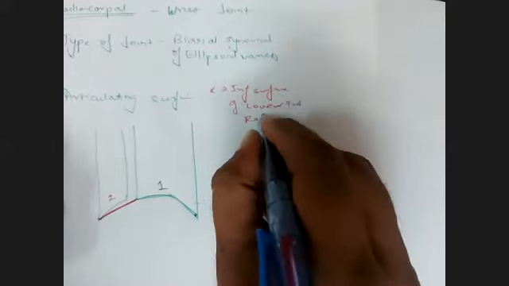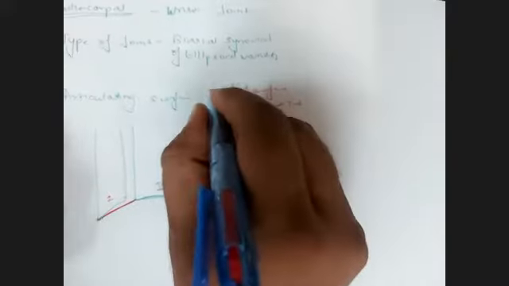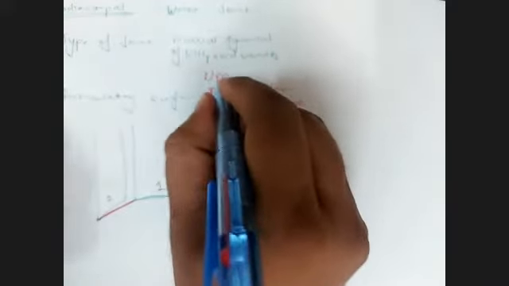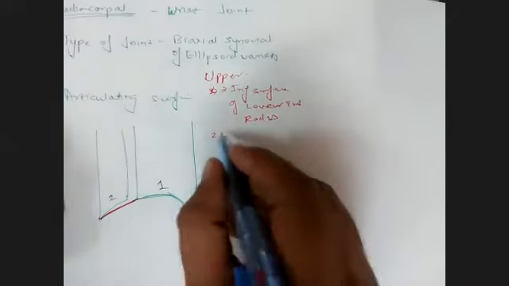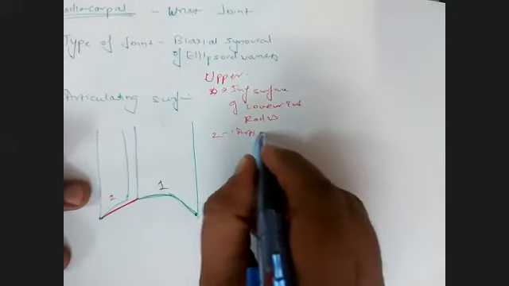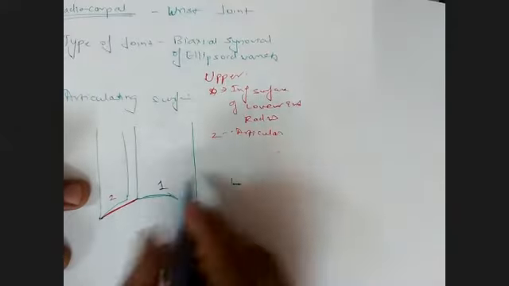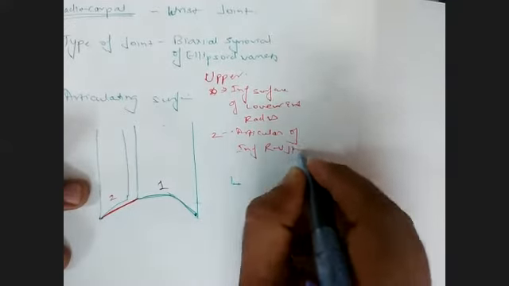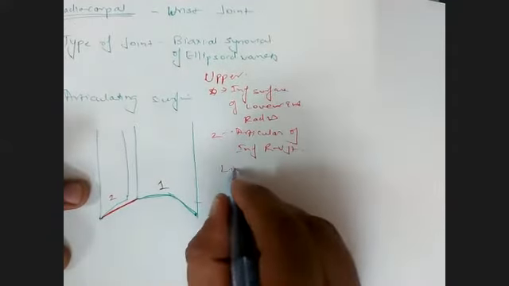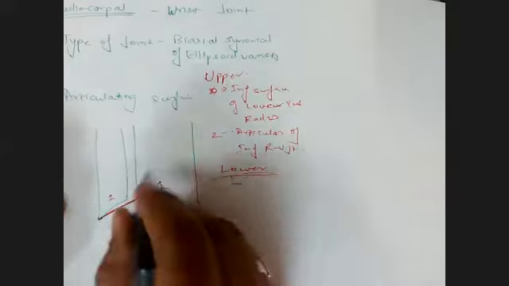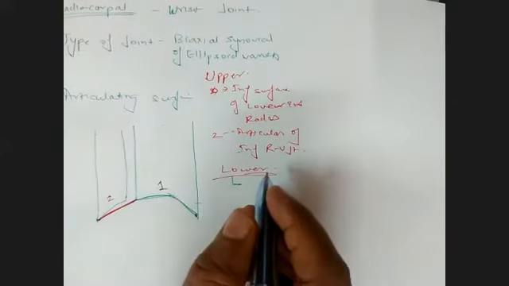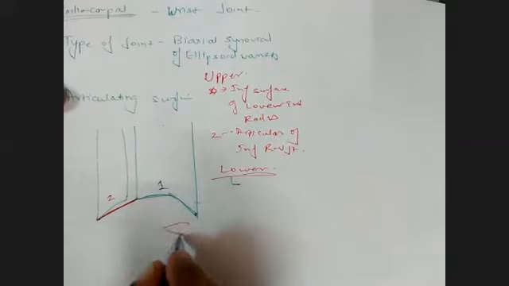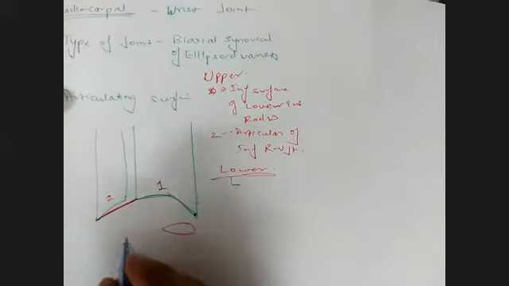And the second articulating surface. Now we are talking about the upper articulating surfaces, which are formed by two things. The second is formed by the articular disc of the inferior radio-ulnar joint. Now what forms the lower articulating surfaces? Upper are formed by these two, and lower are formed by the scaphoid.